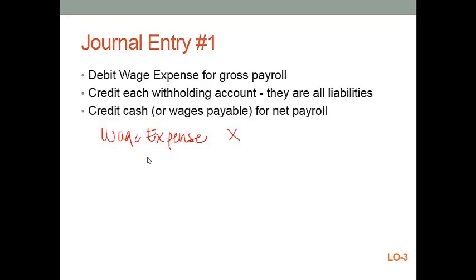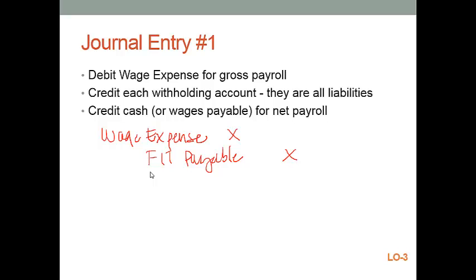Then you're going to credit each withholding account, and these are all going to be liabilities. When we credit these liabilities, we are increasing them. Let's talk about what these liabilities would be. One would be something like FIT payable. Why is that a liability? We're withholding the amount from the employee's paycheck, and we're going to have to pay the IRS later. We're not paying the IRS this federal income tax today, so it's going to be a payable on our books until we pay the IRS.